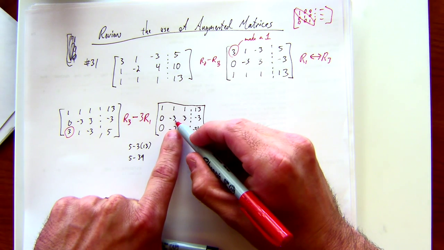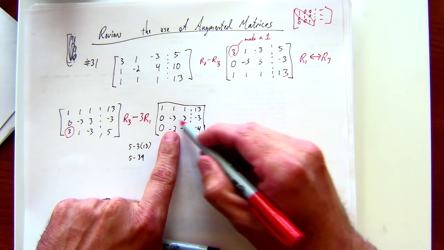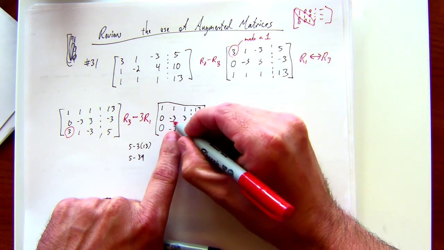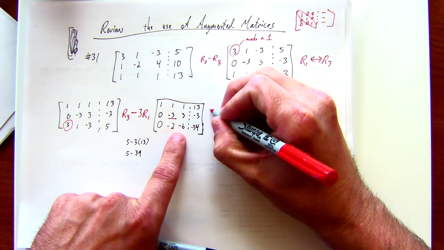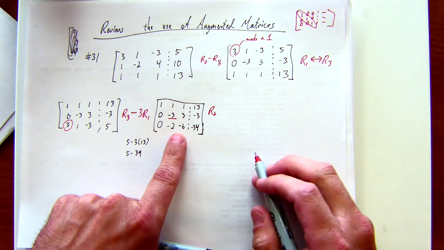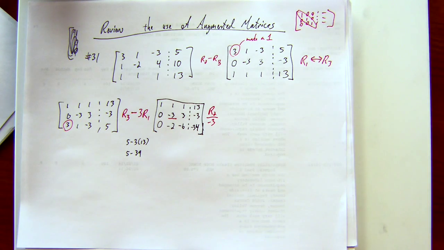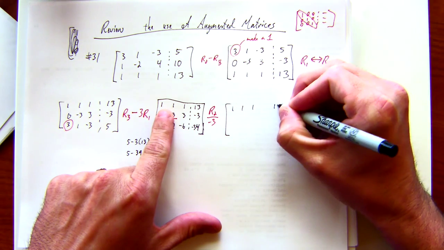So I want to make this guy a 1. Well, this is kind of nice. What's an easy way I can make row 2 have a 1 in this element? Divide by negative 3. So I have row 2 divided by negative 3. And row 1 doesn't change. 1, 1, 1, 13.